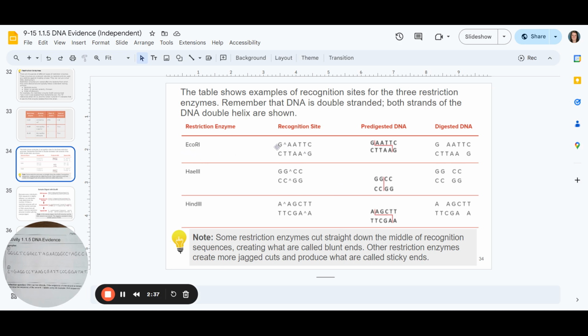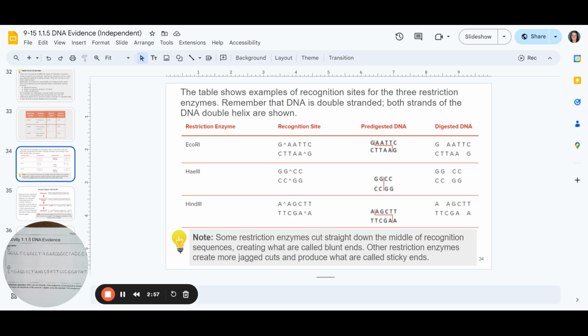EcoR1 finds the sequence GAATTC and cuts between that G and that A. Hi3 finds GGCC and cuts down the middle. Hind3 finds AAGCTT and cuts between the A's.